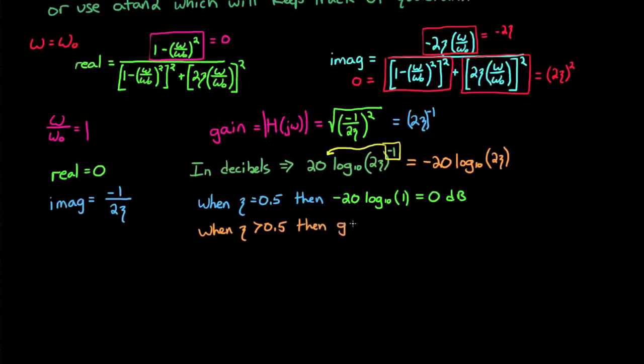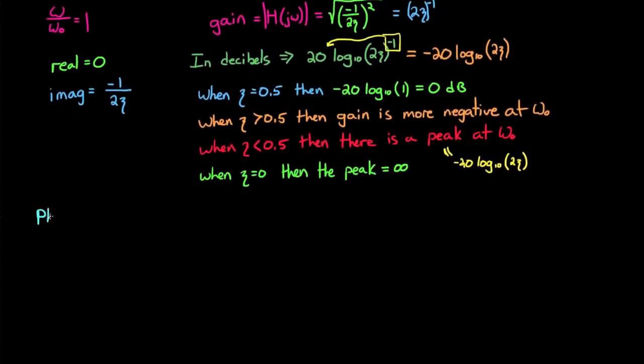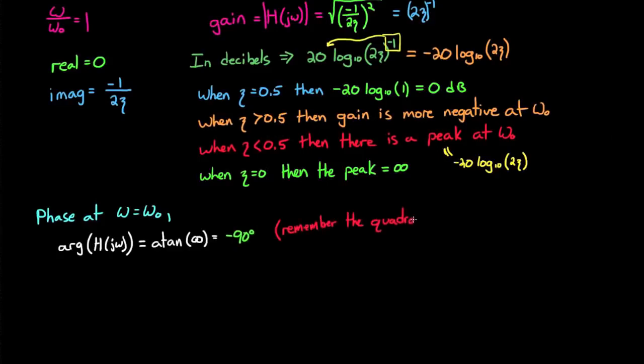If you have more damping than 0.5, then the peak actually goes slightly negative or down. And we usually don't estimate this negative peak when approximating a Bode plot by hand, but it's nice to understand exactly what the plot is doing. And finally, if you have less damping than 0.5, then there is a peak at the break frequency of minus 20 times the log base 10 of 2 zeta. And if you have no damping at all, then the peak jumps up to infinity. For phase, we take the arctangent of infinity and find that the phase is minus 90 degrees. Remember, I took care of the quadrant for us.